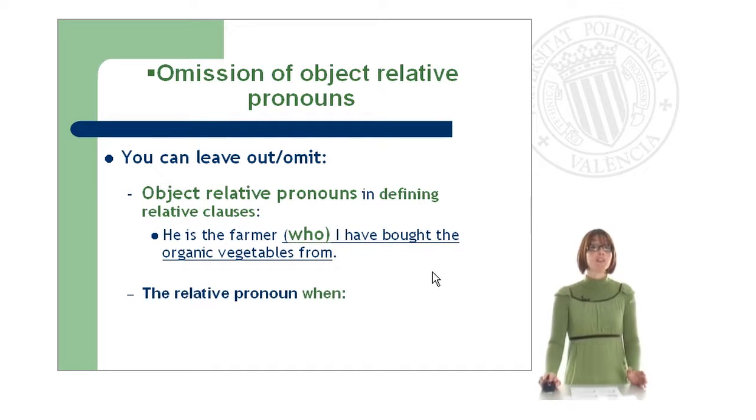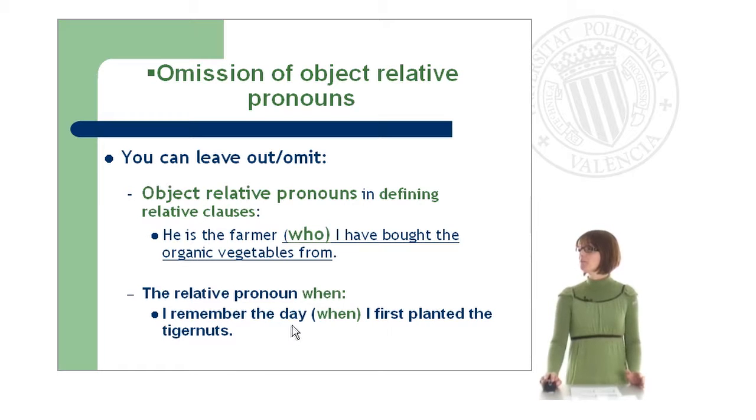We can also omit the relative pronoun when. For example, I remember the day when I first planted the tiger nuts. So again, it's more natural to say, I remember the day I first planted the tiger nuts.